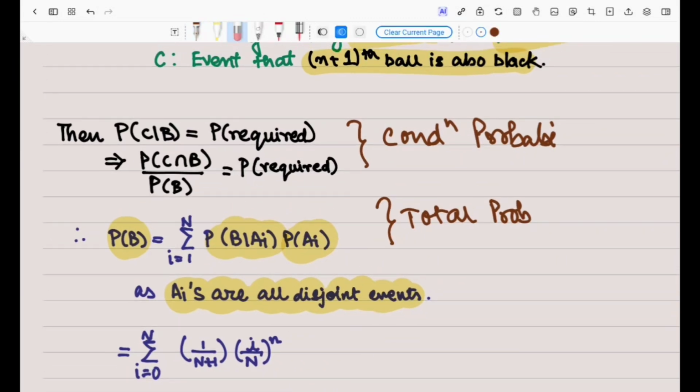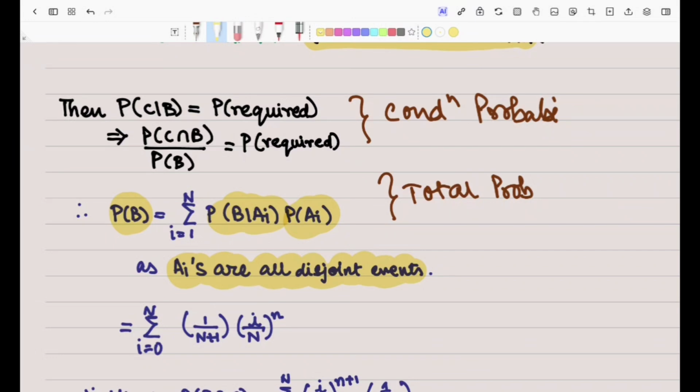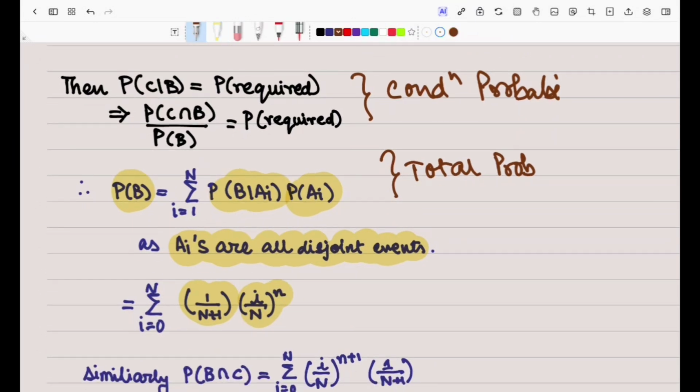So what happens is now you can pretty well understand that the probability of choosing A_i, the probability of choosing the ith urn, is actually 1 by n plus 1, because there are n plus 1 urns and you choose only one of them. And the probability that the ith urn gives n black balls, when we choose n black balls with replacement, is (i by n) to the power of small n. Now we need to add this from i equal to 0 to n, right?